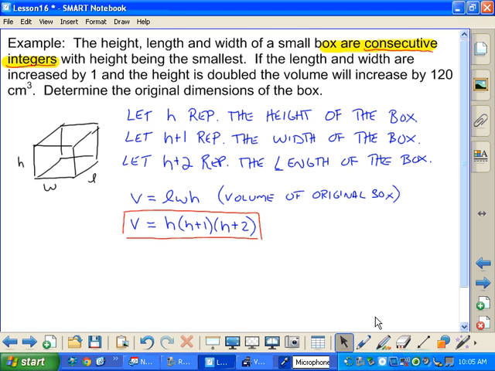Now, in the second part of this, it says if the length and width are increased by 1. So the length and width, those are my values here. So here's my length and width, just so we know where we're talking. And it says right here, length and width are increased by 1. And then the height's doubled. So height's going to play a role in here too. The volume will increase by 120 centimeters cubed.